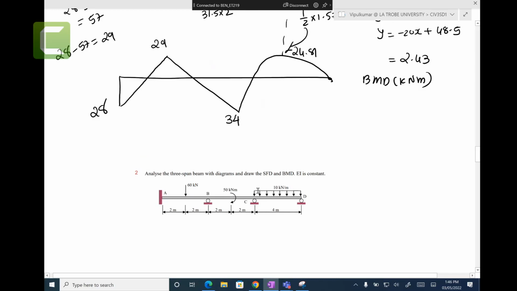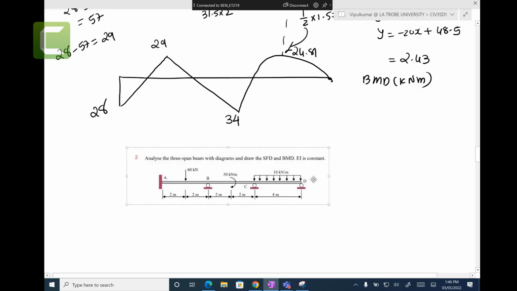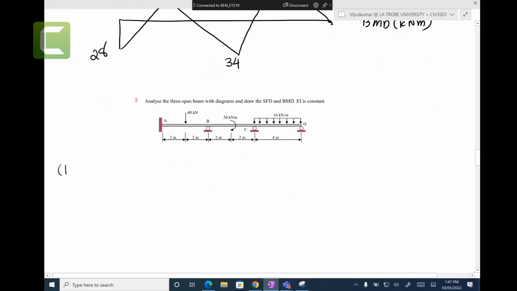Paste. So, three-span beam. Draw the SFD and BMD for EI equal to constant. So, step number 1, fixed end moments.